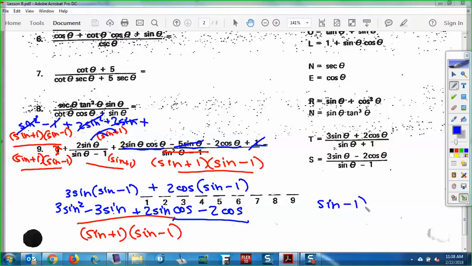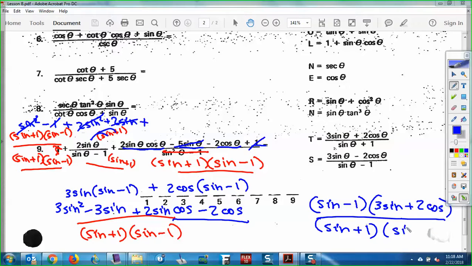So I can take a sine minus 1 out, and I'm left with 3 sine, which of course when I start looking at my answers, I can tell I'm on the right track here. Take out a sine minus 1, I'm left with a 3 sine plus a 2 cosine. Okay, and then my bottom is still sine plus 1, sine minus 1. Cancel, cancel. There it is. Okay, but the strategies were very similar to what we've done.